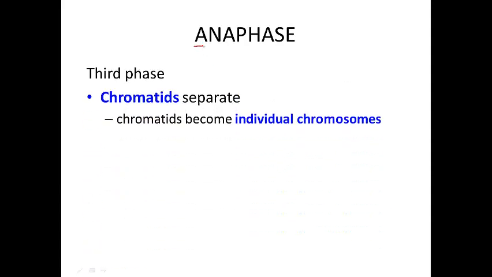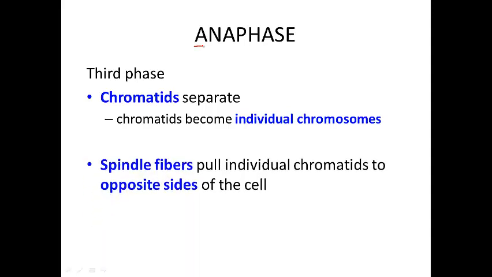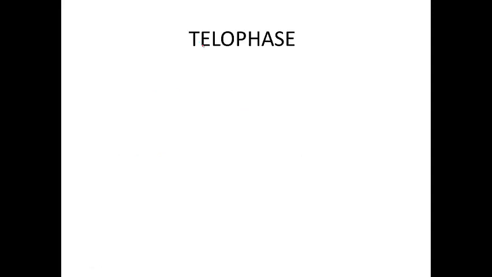In anaphase, an easy way to remember is A for away. Now what's going to be happening is the chromatids are going to be pulling away from each other. They're going to be separating and becoming individual chromosomes again. The spindle fibers are responsible for moving these chromatids to opposite sides of the cell. They don't just magically move where they need to go. They have to be pulled by those spindle fibers.